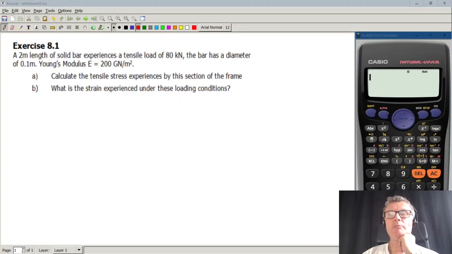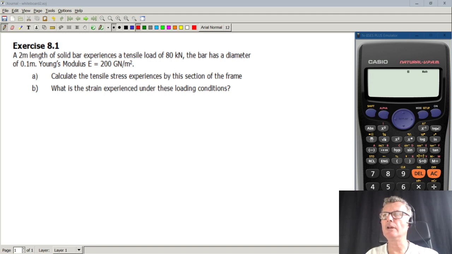Hello, I've been asked to do a video solution for 8.1 and 8.2. I added this to the primer later on when I was introducing stress and strain as a mini lecture, so that's why it wasn't there originally. So let's have a quick look and see if I can get the same as the answers. So what are the answers?